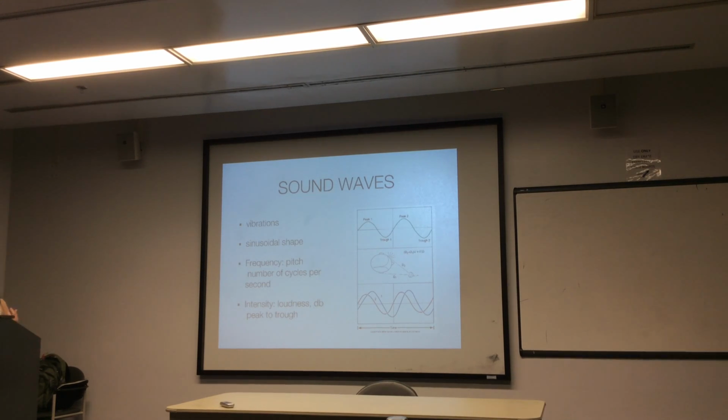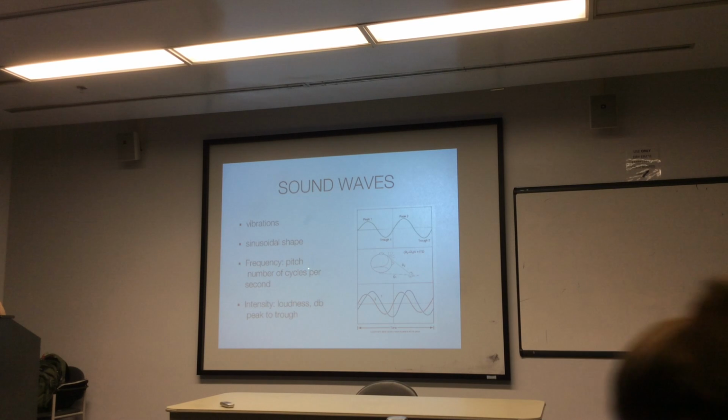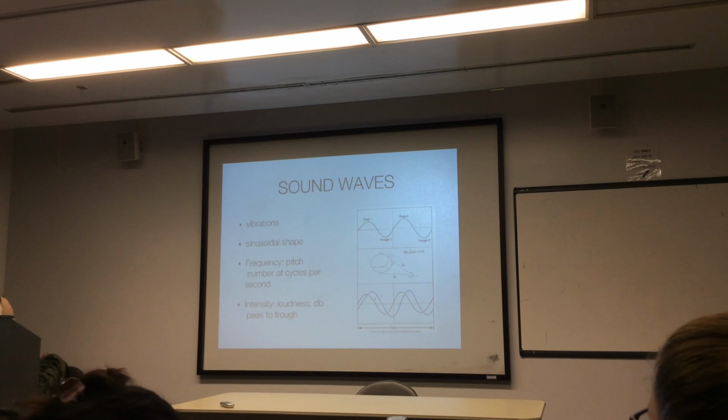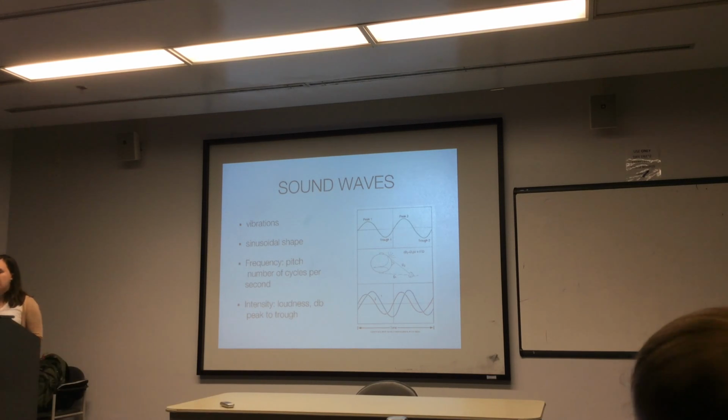So when we hear sound waves, they're in fact made up of a variety of different components, but they are vibrations that take on this sinusoidal shape. As I said, there's a couple different components of sound waves. The two that we're going to really focus on are frequency, which essentially is the pitch or the number of cycles of these sine waves. So if this was a second, this would be 2 cycles, as well as the intensity. The intensity is peak to trough, which we interpret as loudness, which is measured in decibels, also considered amplitude.